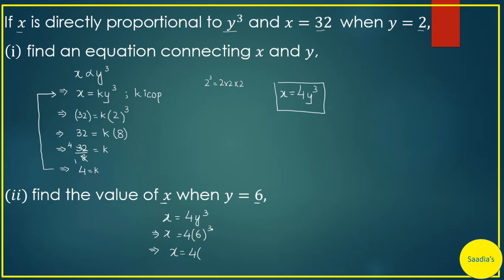So 6 cube means 6 multiplied by 6 multiplied by 6, which is 216. And when we multiply 216 with 4, we get 864. So x is equal to 864 when y is 6.